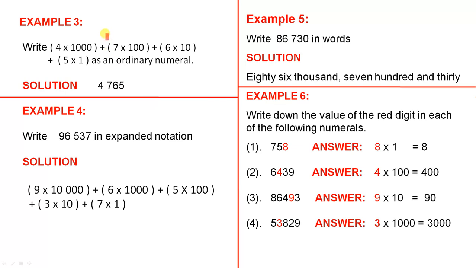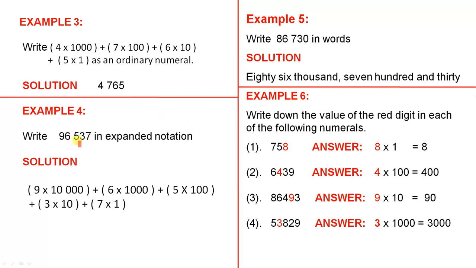Example 3. Write 4 times 1,000 plus 7 times 100 plus 6 times 10 plus 5 times 1 as an ordinary numeral. So 4 times 1,000 is 4,000, 7 times 100 is 700, 6 times 10 is 60, and 5 times 1 is 5. So it's 4,765.